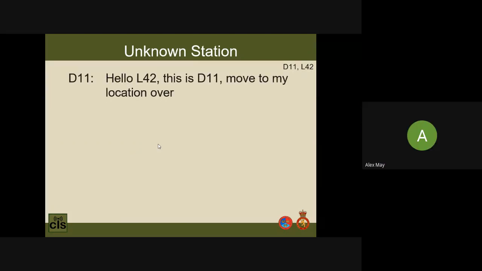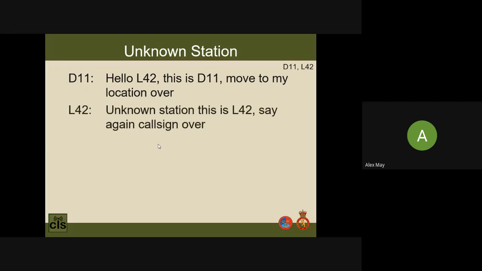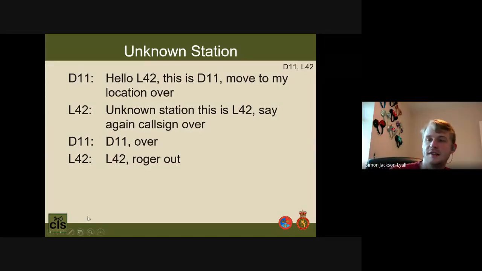Hello, Lima 42. This is Delta 11. Move to my location. Over. Unknown station, this is Lima 42. Say again, call sign. Over. Delta 11. Over. Lima 42. Roger, out.